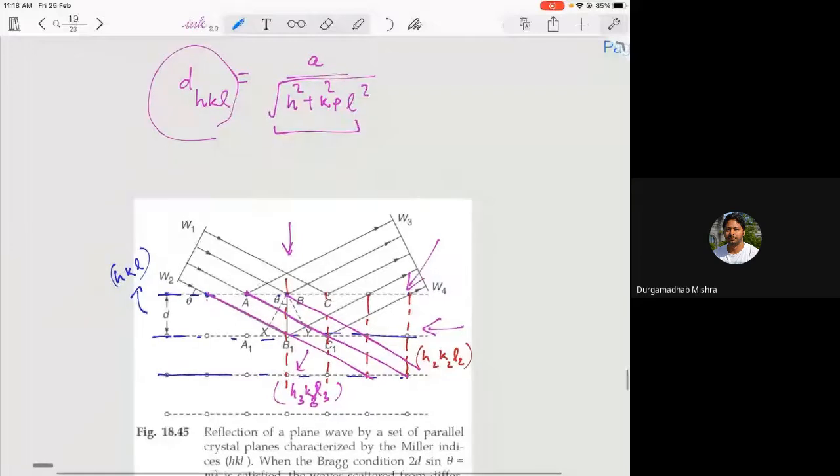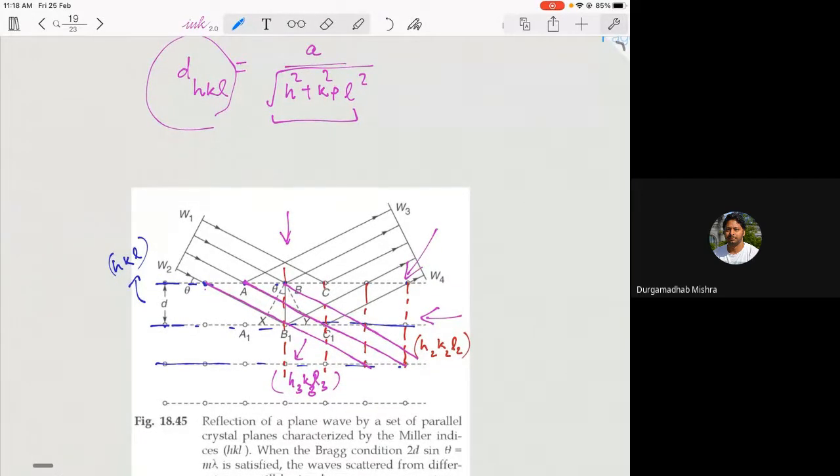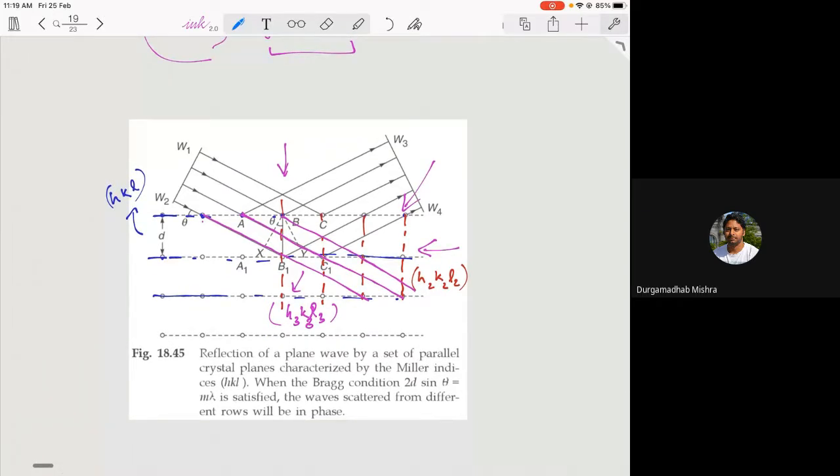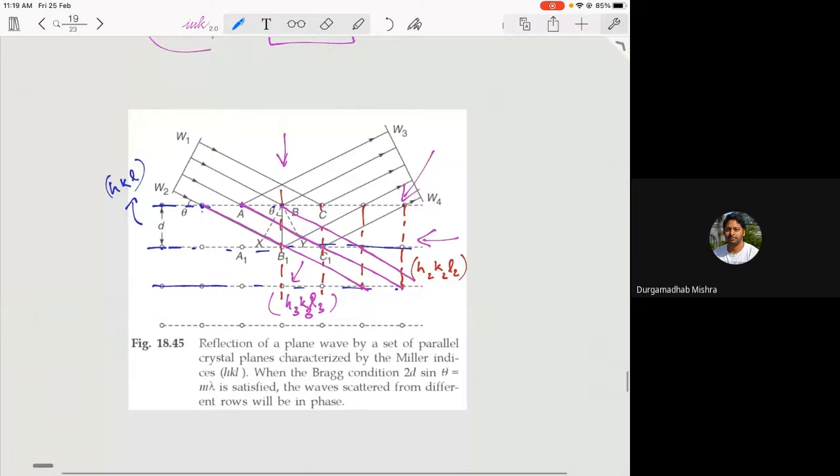These sets of planes are now acting like a grating, okay. And your grating element, like we said, is basically your interplanar distance, this d HKL. So under what condition will you observe an intensity maximum? To observe an intensity maximum, you would expect a constructive interference after the diffraction. After the X-rays are diffracted, you should have a constructive interference that leads to a maximum intensity. And what is that condition?